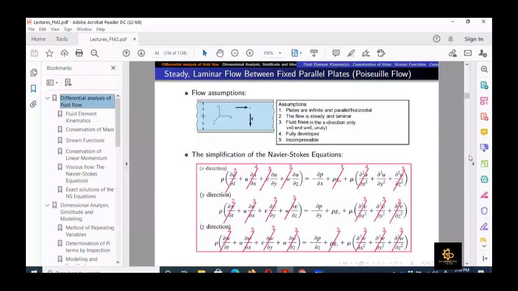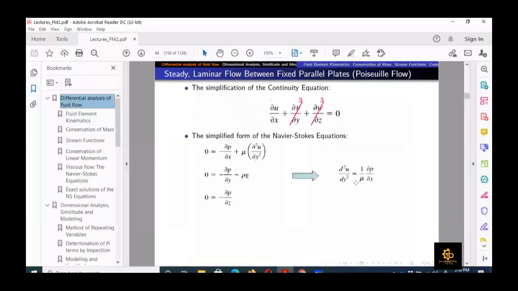So if we write the simplified equation now for the x direction, it is shown here that we have got the simplified form of the Navier-Stokes equation for the steady laminar flow between fixed parallel plates. The x momentum equation becomes equal to minus partial p upon partial x plus mu into partial square u upon partial y square. And here we have got minus rho g. Why is that? Because we have the gravitational constant, which is g. It is minus because it is in the negative y direction. So that's why we have taken it as minus.